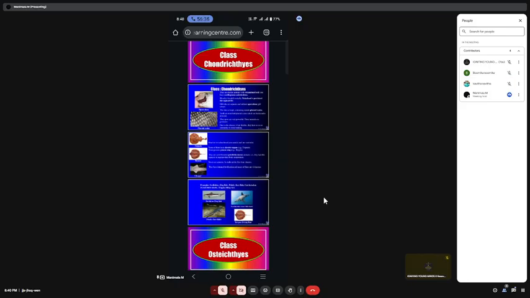What about the endoskeleton? The endoskeleton is made up of cartilage in cartilaginous fish, ma'am, and bone in osteocytes, which is made up of bony material.